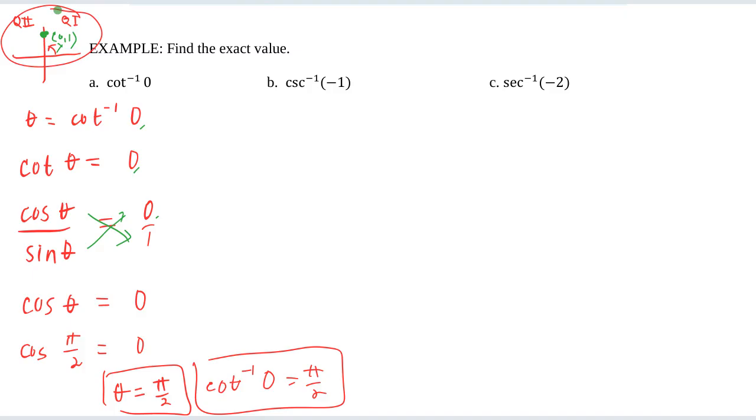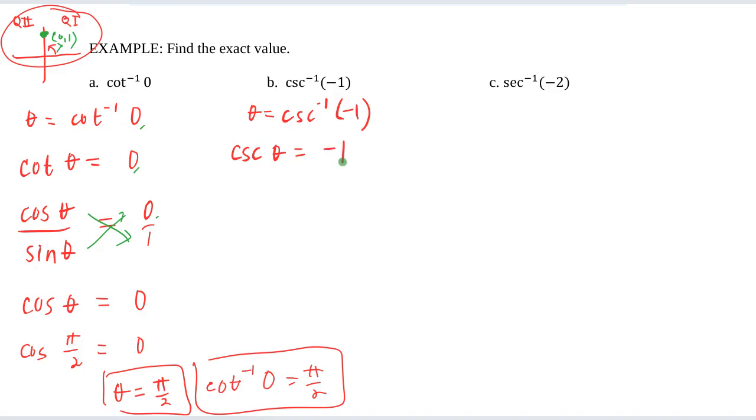Now moving on to the inverse cosecant of negative 1. I'll do exactly the same thing. I will not evaluate this with the cosecant, rather I will use its identity. So we have the angle theta equal to the inverse cosecant of negative 1, which means cosecant theta equals negative 1.